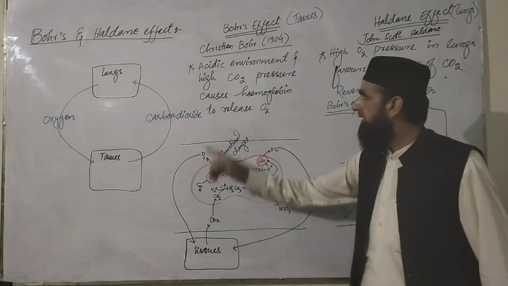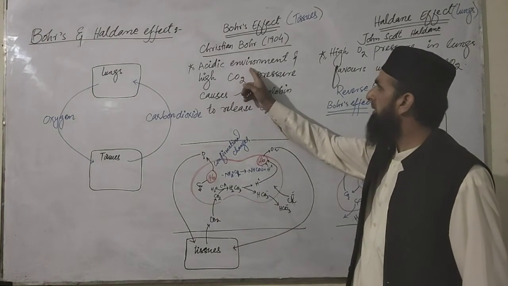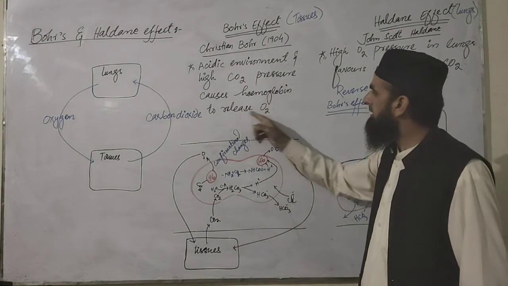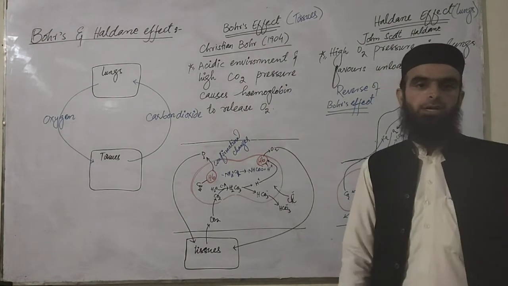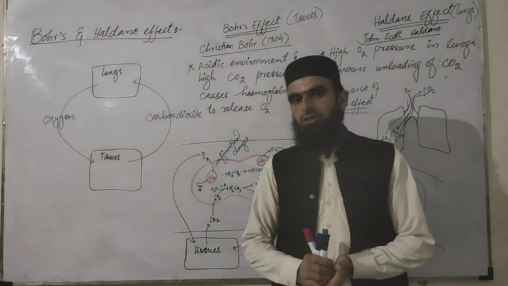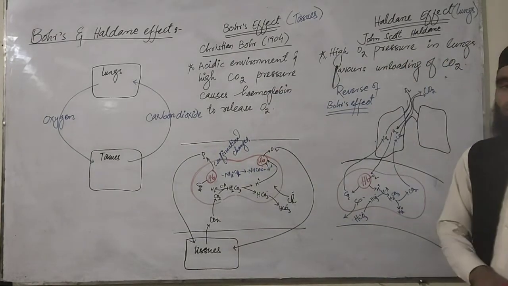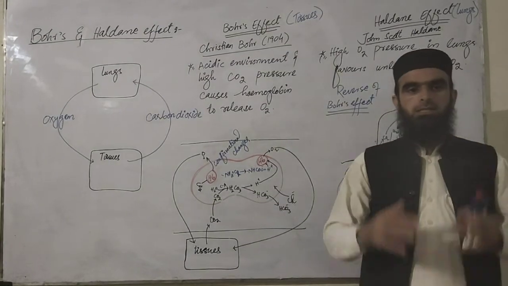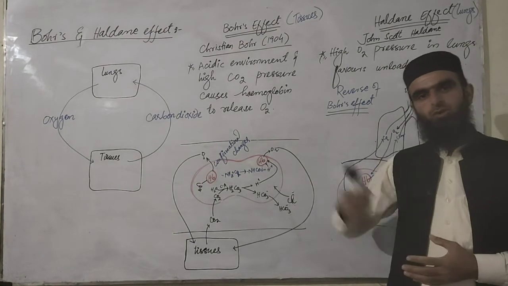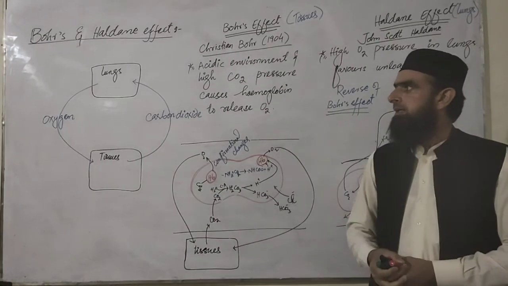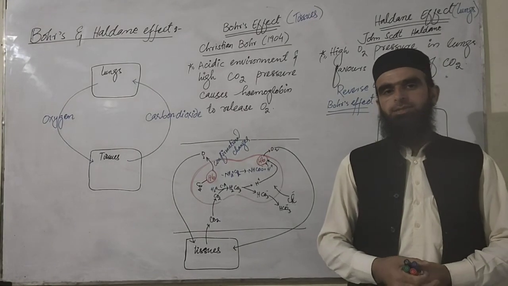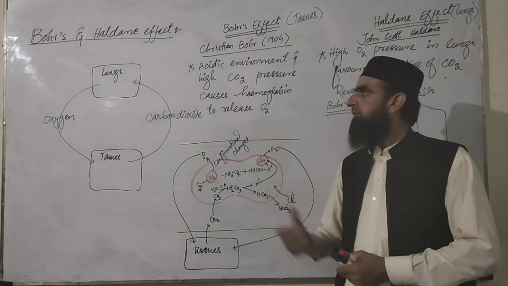And high concentration of carbon dioxide or an acidic environment causes the hemoglobin to release or unload oxygen, and this is called Bohr's effect. So this is about the Bohr effect and the Haldane effect that have been discussed in a simple way. So this is the whole story about it. I think that must be enough for your concept.